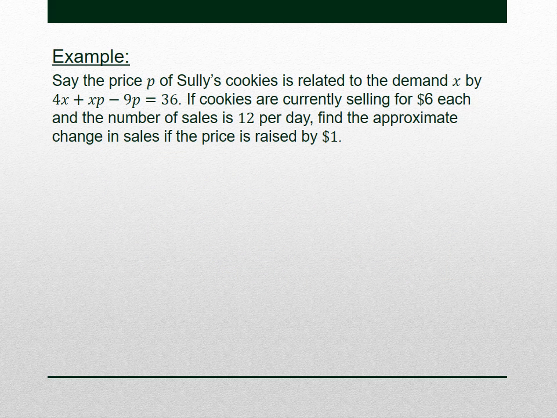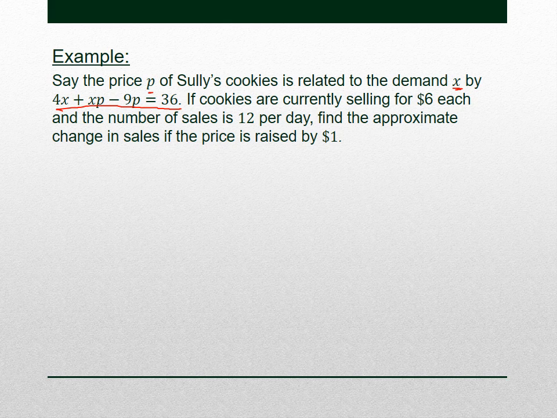But our last example: let's say that the price P of Sully's cookies is related to the demand X, right? So that's the number of cookies that Sully will sell, by this equation, 4x plus xp minus 9p equals 36. And so you should recognize this as an implicit equation. Here the input is the price and the output is the number of things sold.